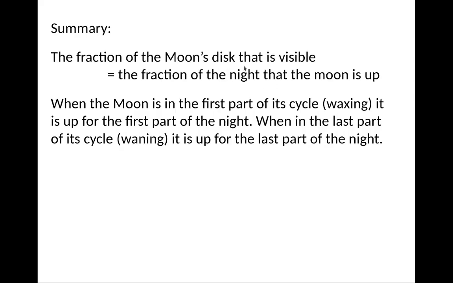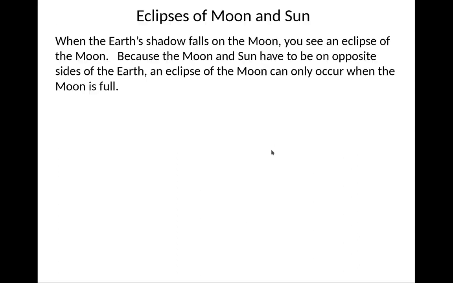The fraction of the moon's disk that is visible is equal to the fraction of the night the moon is up. That's interesting. When the moon is in the first part of the cycle, waxing, it is up for the first part of the night. When it's in the last part of the cycle, waning, it is up in the last part of the night, or second part of the night.